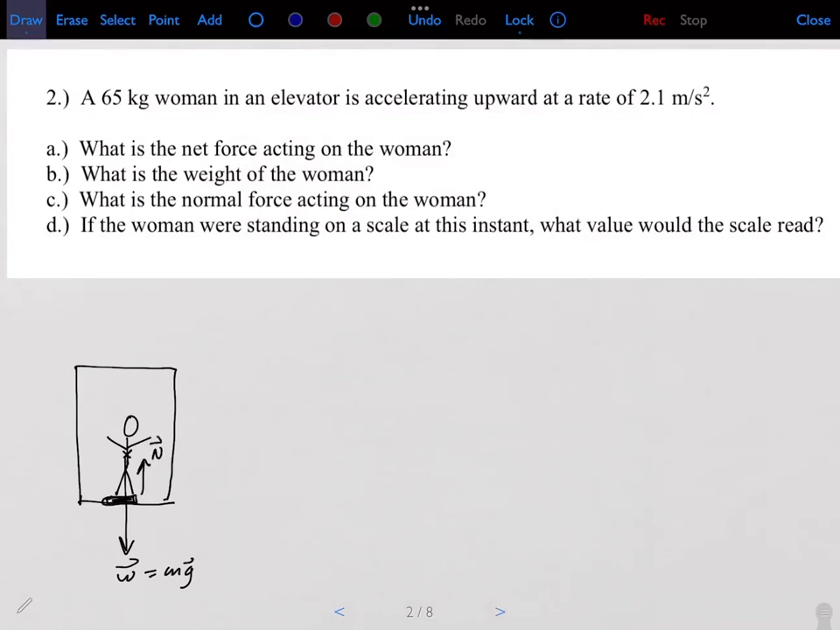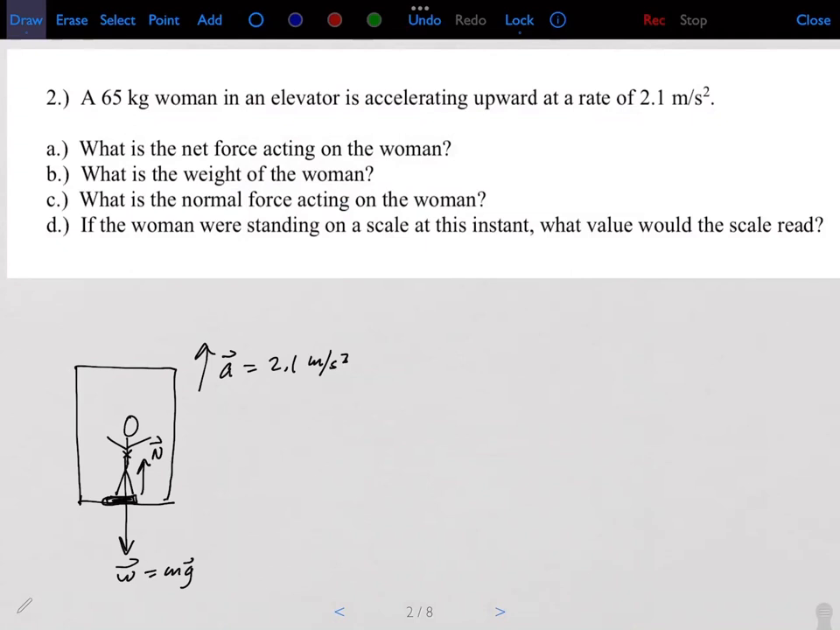And we know that this elevator is accelerating upward. This is not a force, but I'm just drawing it in to show that the acceleration is going to be in the upward direction, and that's equal to 2.1 meters per second squared. But again, the acceleration is not a force. The only forces acting on her in the vertical direction are the normal force and her weight.